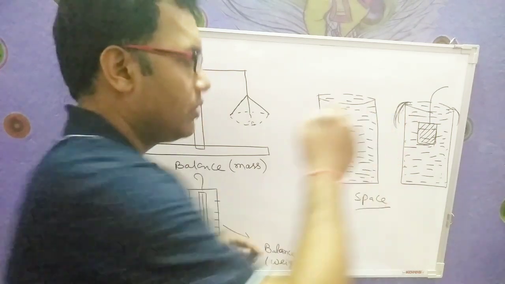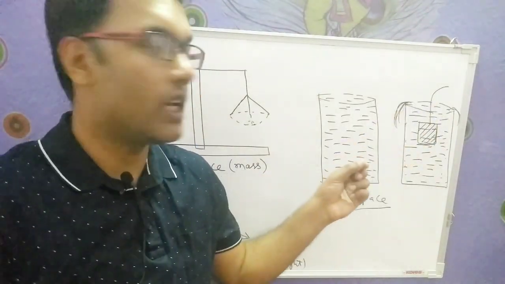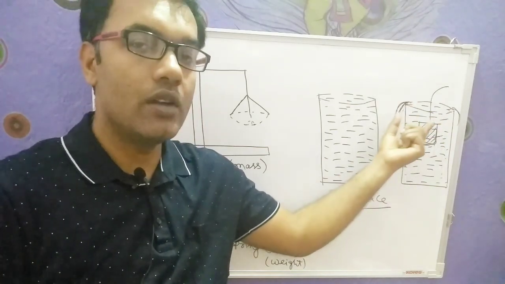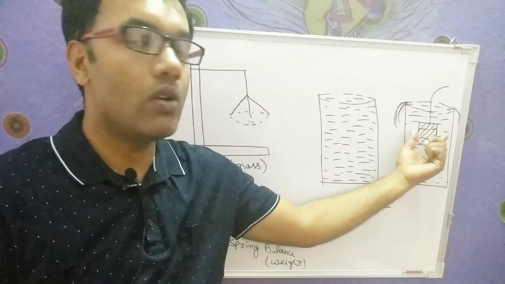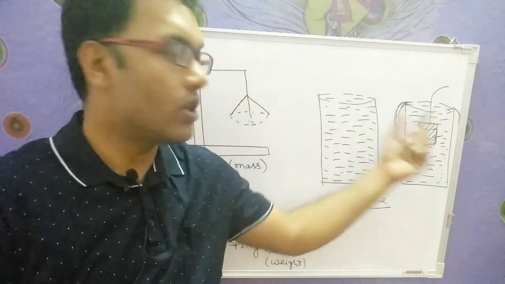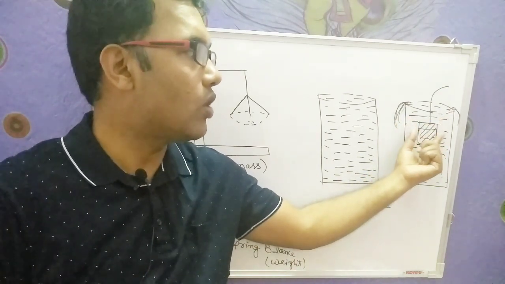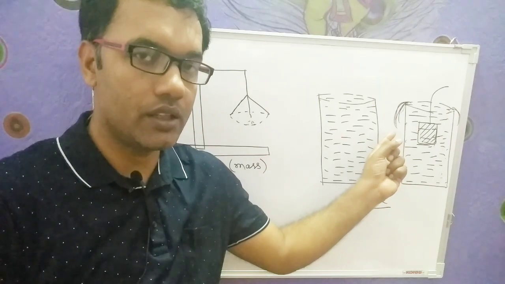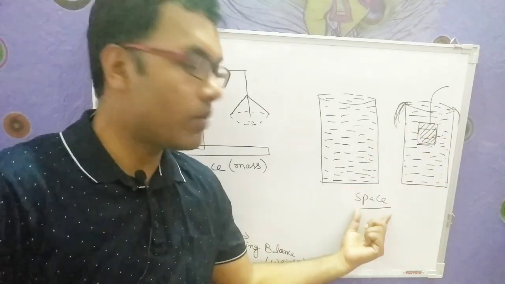Now this pouring of the water out of the glass proves that if any object is kept or immersed inside, it will occupy some space. In order to fit inside, it will throw the same amount of water out of the container. In this way we can very easily prove that matter occupies space.